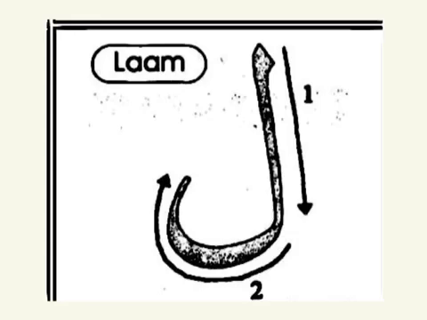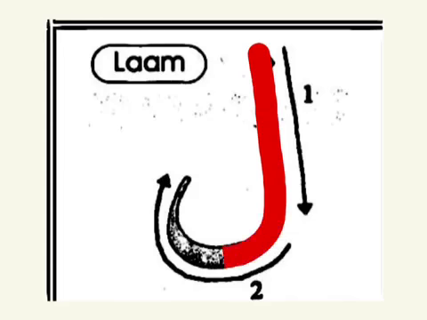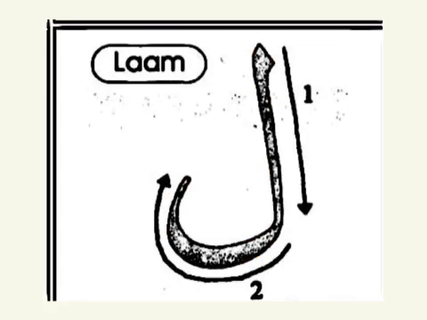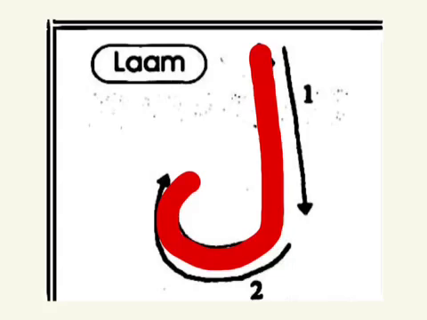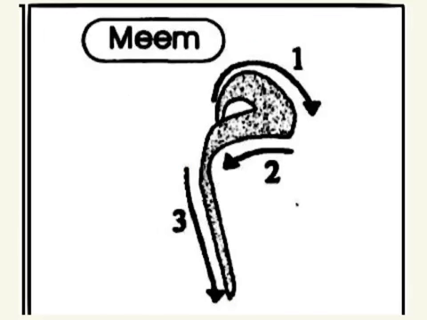Following the letter Kaf, we have the letter Lam. Lam is a tall letter. It depends on where it is in the word, but it starts above the line and goes below the line. Or in some cases, it can sit on the line. Let's see it again. Start here, go down and around. The letter Lam. Following Lam is the letter Mim.